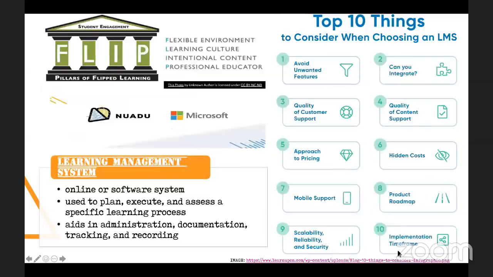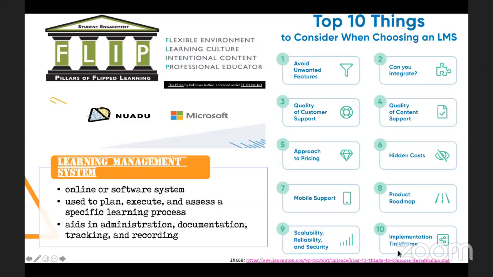Allow me to look into learning management systems. When you choose a learning management system, I think these are important things that you really need to look into. One, it should avoid unwanted features. It should allow you to integrate other apps that are not only limited to whatever you're usually using, even those apps that you usually use in your class. It should support customers anytime, anywhere. It should have good scheming of content. It should be affordable. It should not have hidden costs. It should have mobile support.